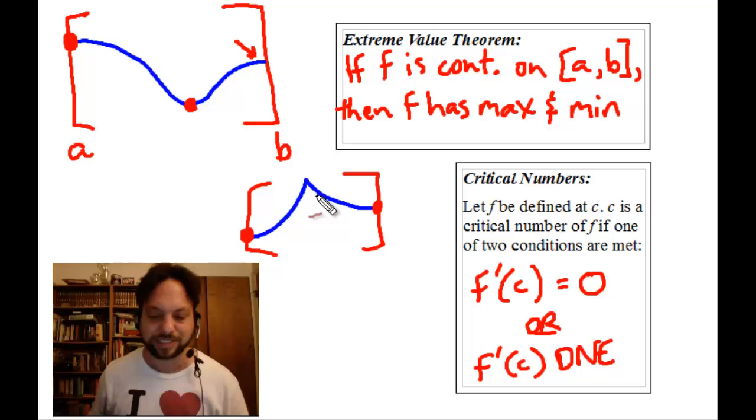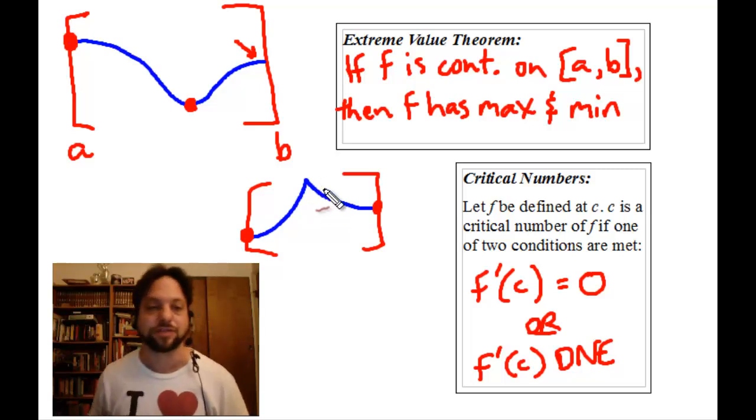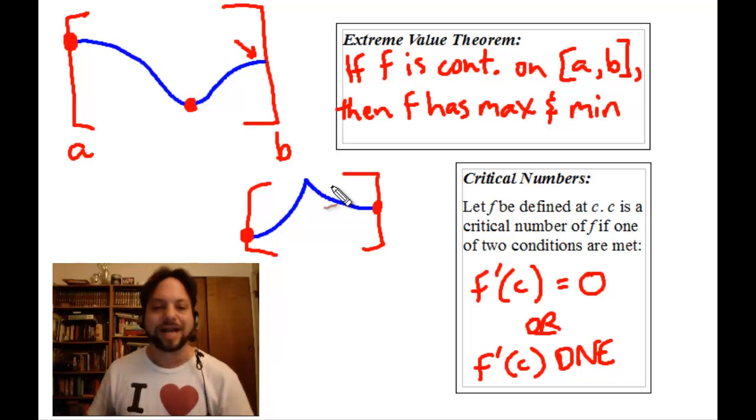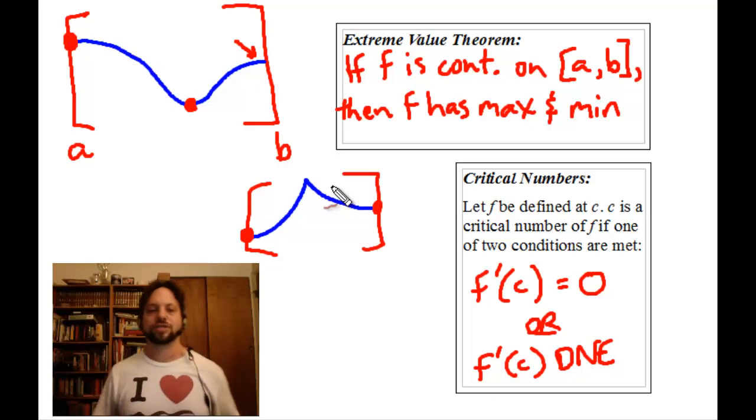So with that being said, let's run through a quick procedure, which I've just explained most of to you, but a quick procedure on how to find extrema on a closed interval.